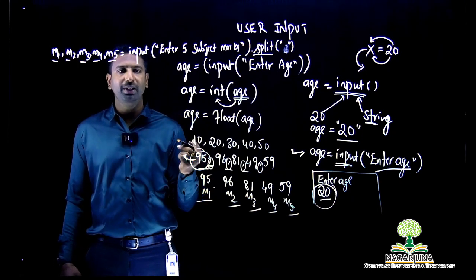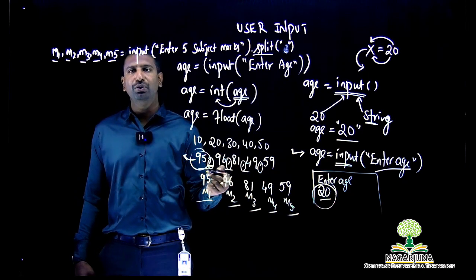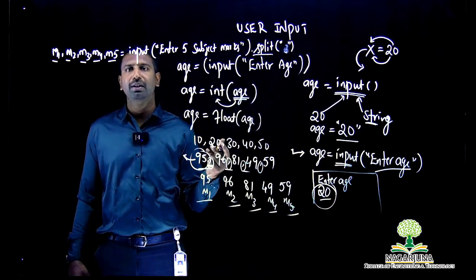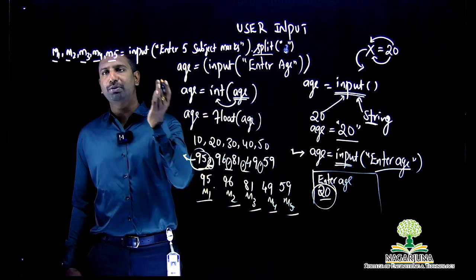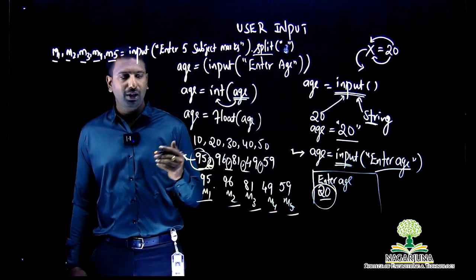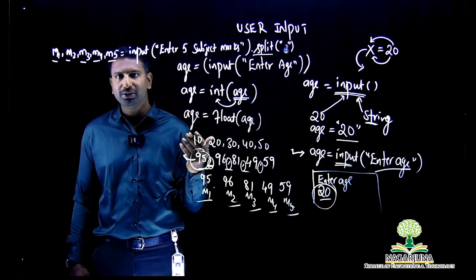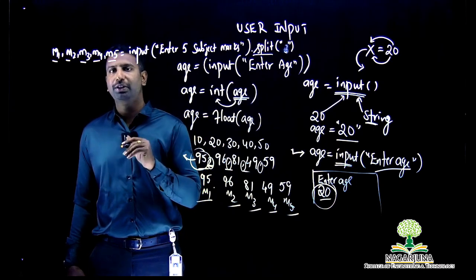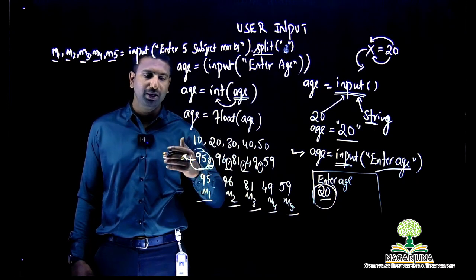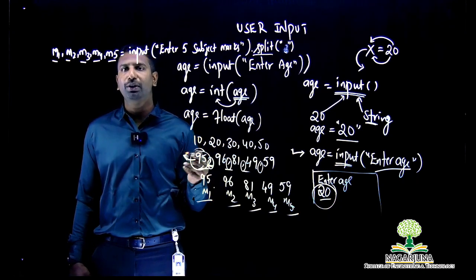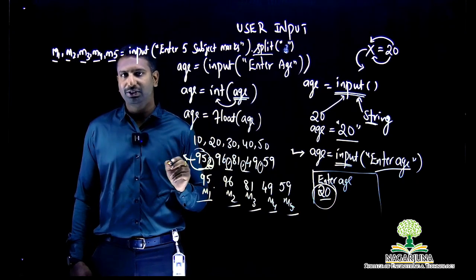What I wanted to convey here is how multiple values in the same line can be entered into the Python program, and how they can be stored in different variables. Further, how to convert these variables into different data types like int, float, or the respective data types like complex, we'll be discussing in the further sessions.